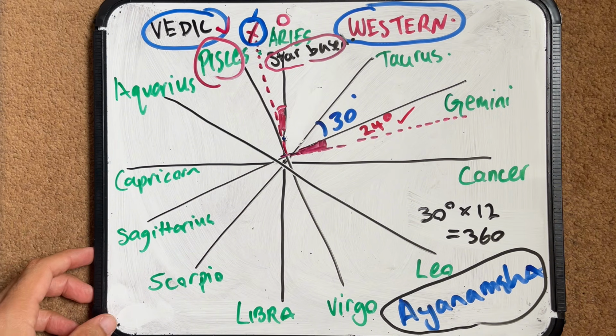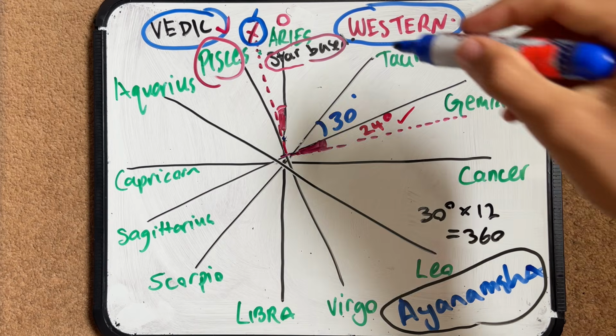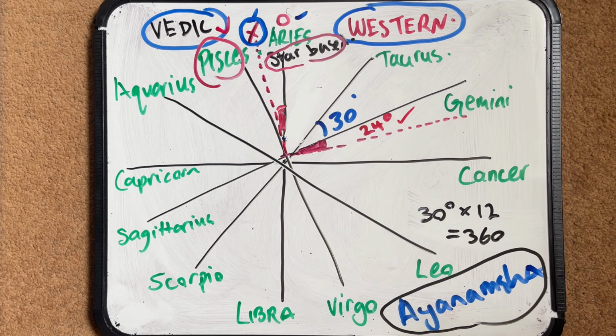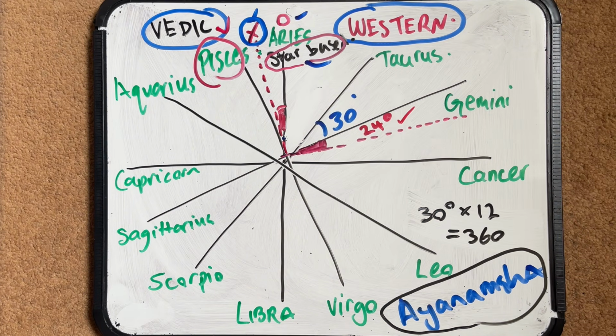Western astrology is usually looking at the zodiac from a seasonal reference. Vedic astrology is looking at the zodiac from a star-based reference. That is the core difference.